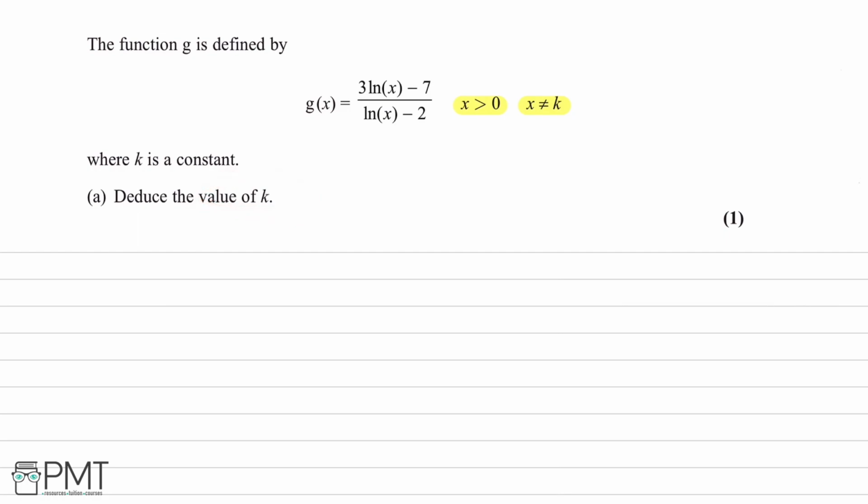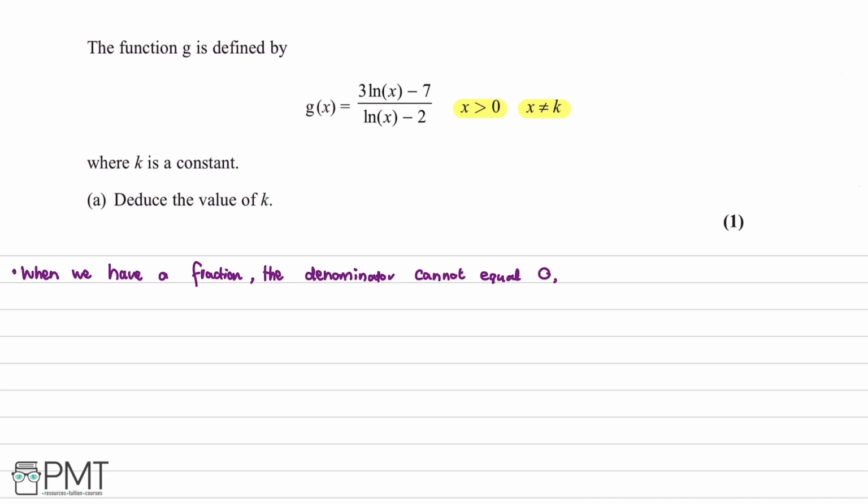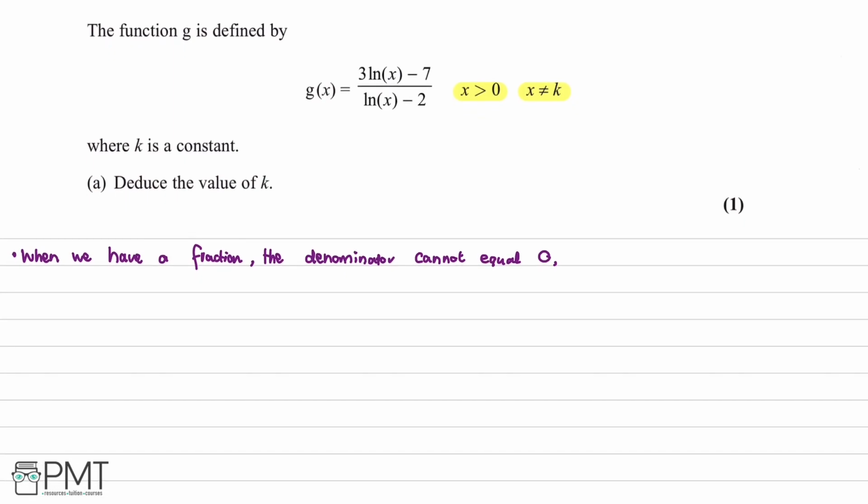So in part A of this question, we're asked to deduce the value of k. So we need to have a think, what cannot k be? We know that when we have a fraction, the denominator cannot equal 0. So therefore our denominator cannot equal 0 either. From this we can work out what value x cannot be for the denominator to not be 0. So we'll say ln of x minus 2, we'll set that equal to 0, and we want to solve this, so we want to rearrange this so we find x.